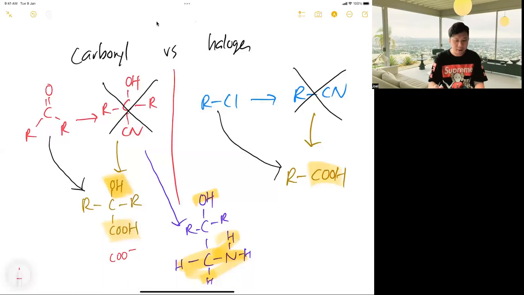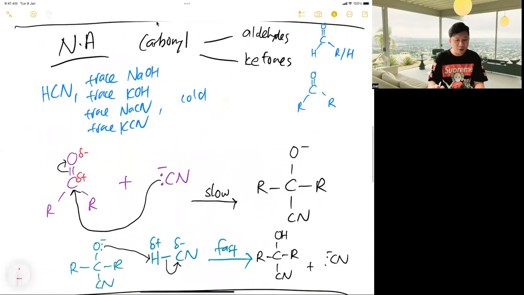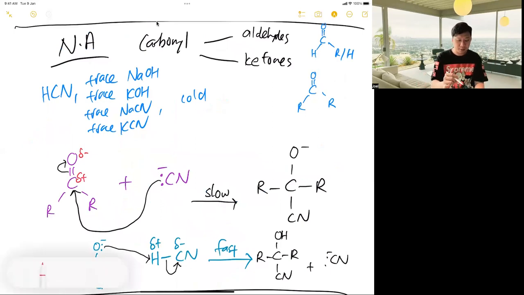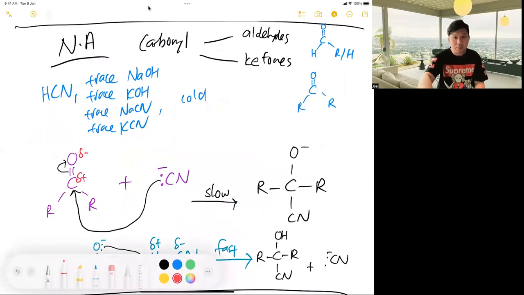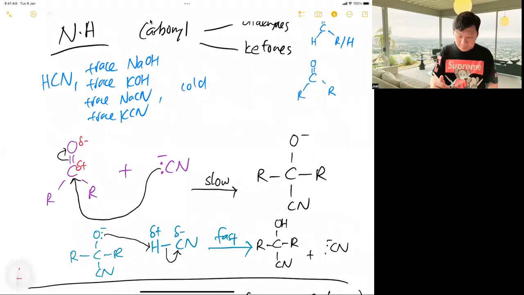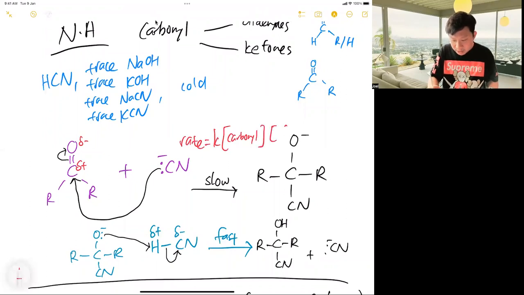Okay, now I have to go back to the mechanism. Since you have learned kinetics, I'm sure, can you write down the rate equation for this step? Very good. So rate equals k, the slow step, so k times carbonyl, and your CN minus, not HCN.